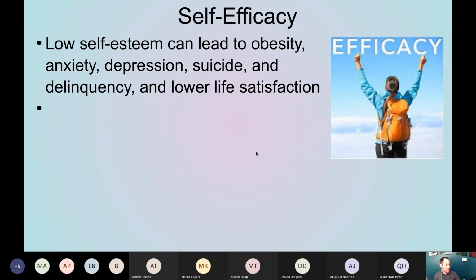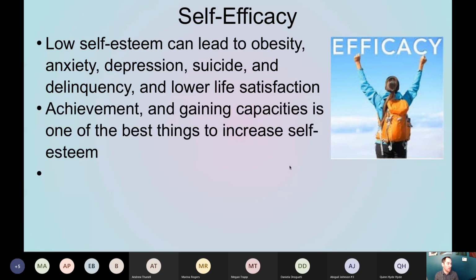Low self-esteem itself is correlated and a causal variable in a lot of these negative outcomes. And actually, one of the best things to increase self-esteem is to achieve things. So gaining capacities and doing better at something is one of the best ways to increase self-esteem. Essentially, what you're doing is you get extra self-efficacy. So as self-efficacy rises, self-esteem is going to follow.